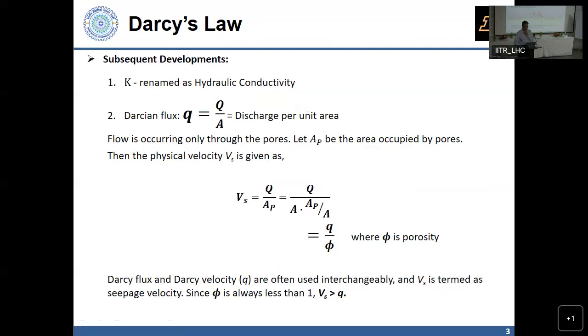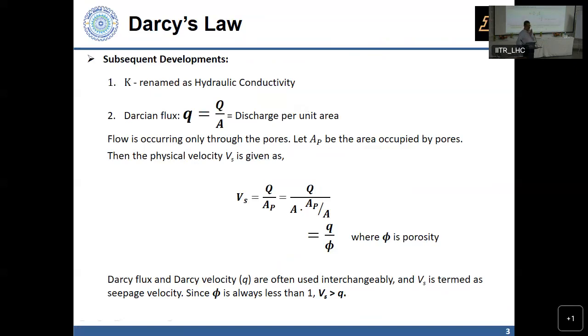Of course, Q over A, I can multiply the numerator and denominator at the bottom over here with A. So Q over A is small q. This is a Darcian flux, sometimes called Darcy velocity also. A sub P over A is what we call porosity, at least loosely. So Darcy flux and Darcy velocity are terms that are interchanged. V sub S is termed seepage velocity, and since porosity is obviously less than 1, the seepage velocity, sometimes called effective velocity, is going to be greater than this Darcian flux.